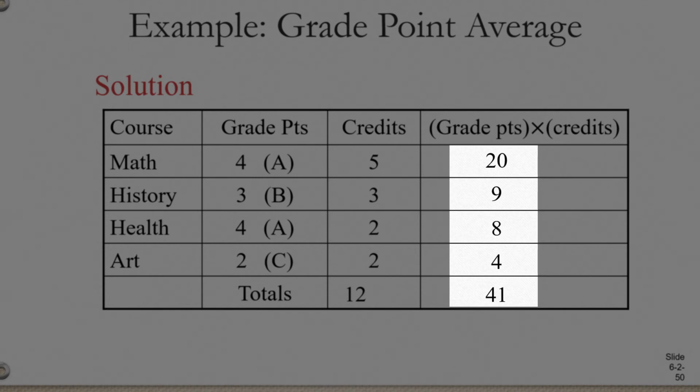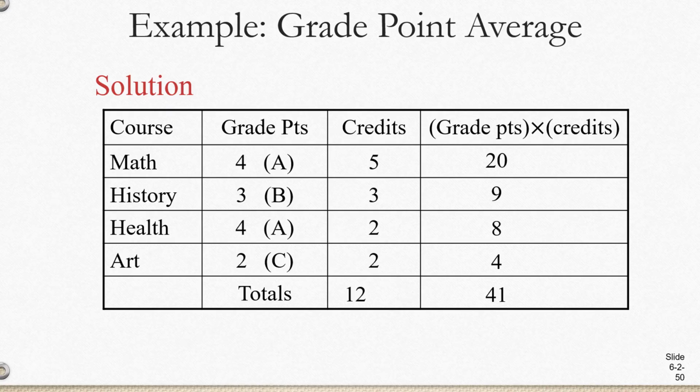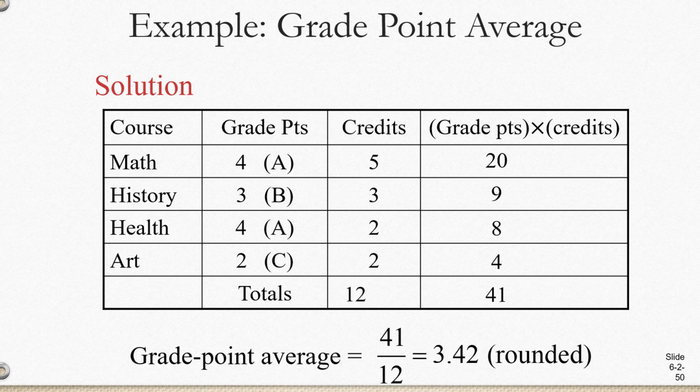which adds up to 41. Now we're going to divide all the points we've earned by the number of credits to get the average or mean. So the grade point average is 41 divided by 12, which is approximately 3.42, rounded off to 2 decimal places.